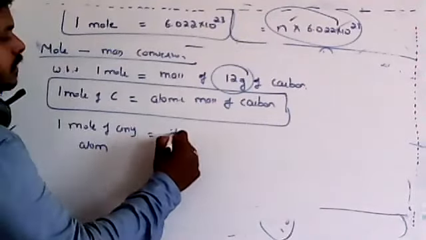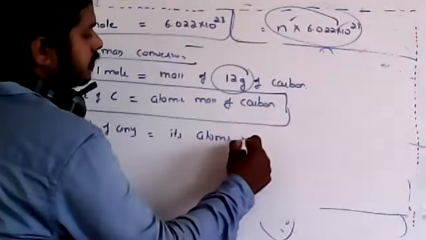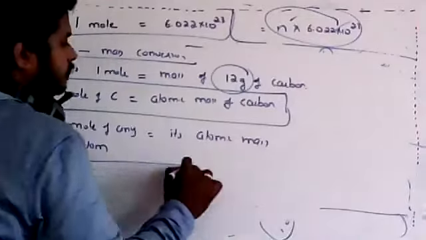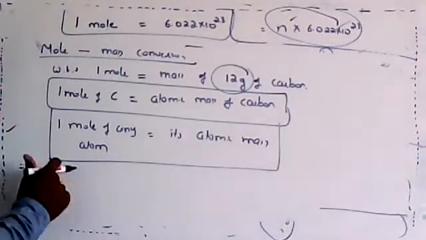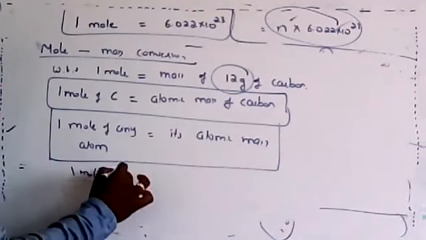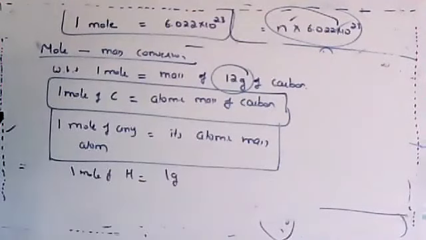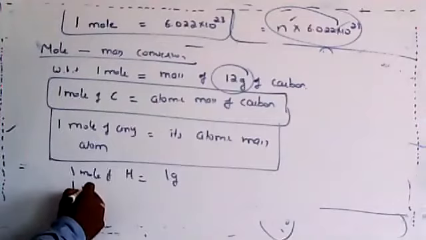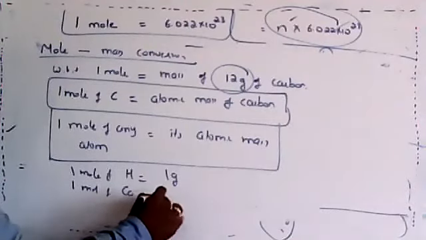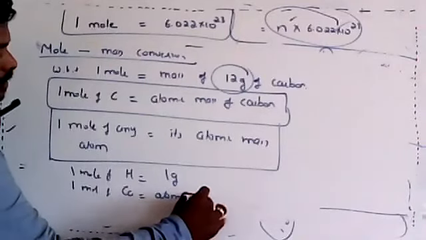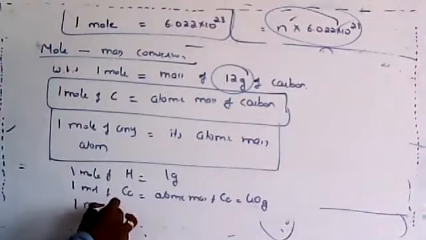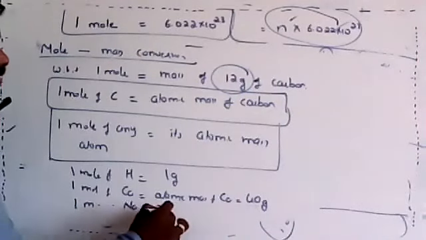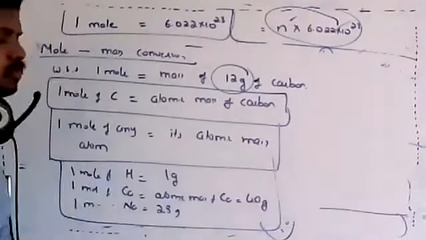will be equal to its atomic mass. So this is a very important sentence, that 1 mole of anything would be equal to its atomic mass. It means if I take 1 mole of hydrogen, it will be 1 gram, because the atomic mass of hydrogen is 1 gram. If I take 1 mole of calcium, it will be equal to the atomic mass of calcium, which is 40 grams. Or if I take 1 mole of sodium, that will be equal to 23 grams. So I can take anything, it will be equal to its atomic mass.